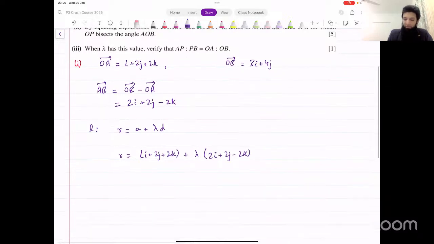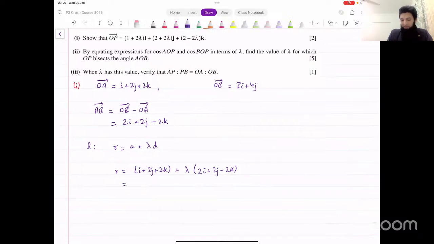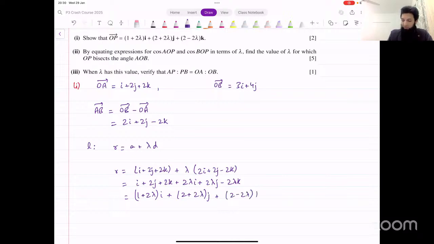And now if you simplify this and rearrange this, you get that same form that they have given there. So this simplified will become i plus 2j plus 2k plus 2 lambda i plus 2 lambda j minus 2 lambda k. What's the i component? It's 1 plus 2 lambda. J component, 2 and 2 lambda, so that's 2 plus 2 lambda. And the k component, 2 minus 2 lambda. That's the equation of the line that we're getting.